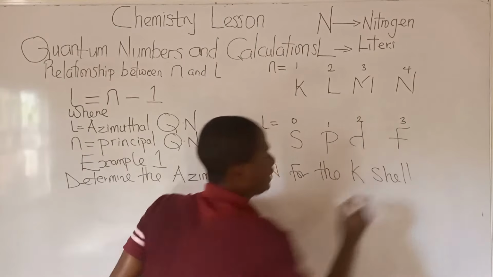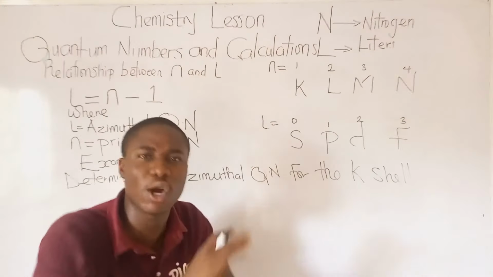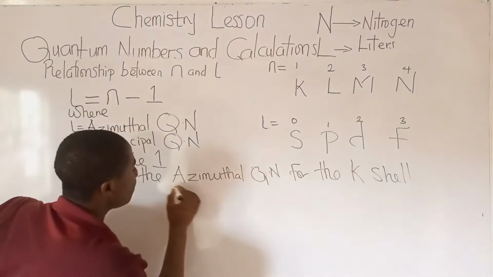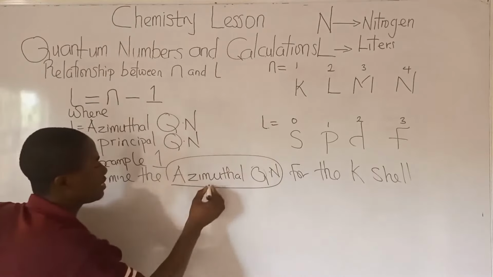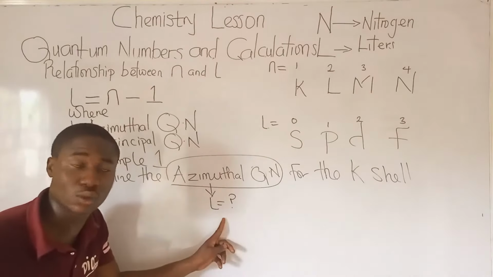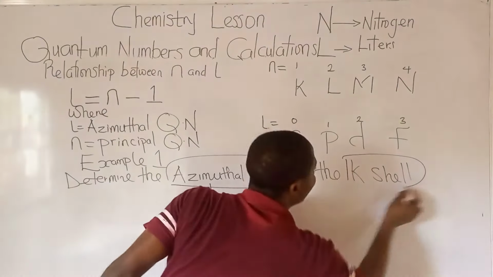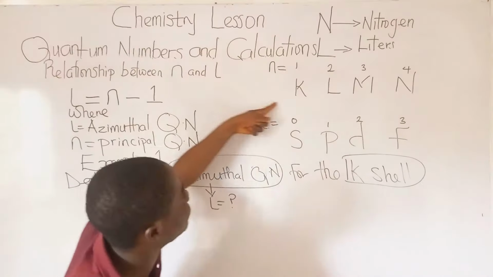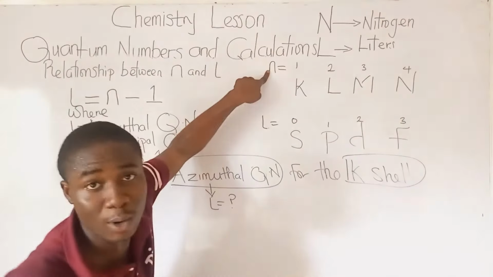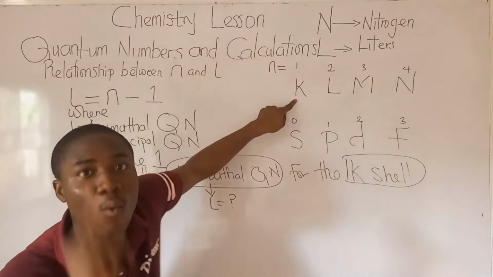That's the question. Determine the azimuthal quantum number for which of the shell? The K shell. Very easy. First of all, remember that the azimuthal quantum number has a symbol, and it is L. And that is what the question is asking us to determine, for the K shell. We have to be careful here. Remember, which of the quantum numbers describes shells? The principal quantum number.